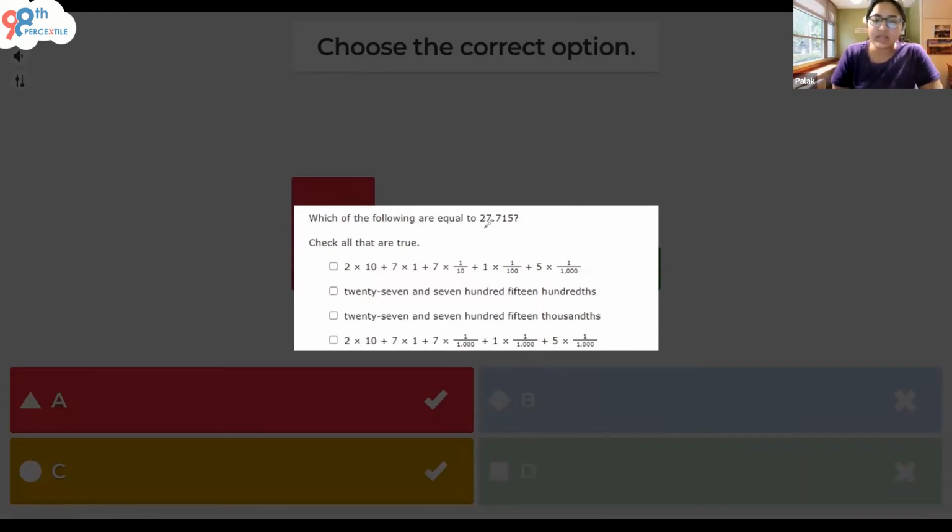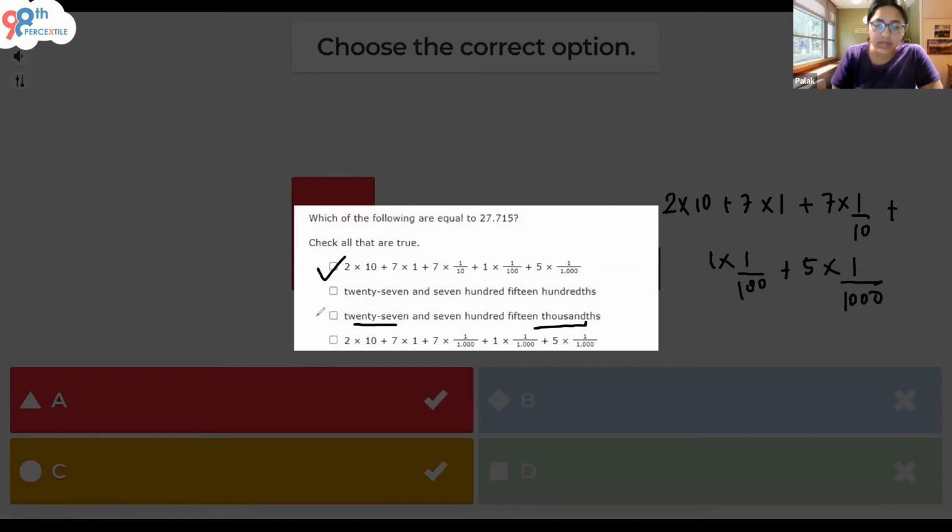So this we have as 2 times 10 plus 7 times 1 plus 7 times 1 over 10 plus 1 times 1 over 100 plus 5 times 1 over 1000. So this is what we have. So option A is going to be correct, 27 and 715 thousandths. This is what we have discussed in the previous question as well. So that is why option A and option C are going to be correct. If you have marked all of A, B, and C, these are going to be quite contradicting. Likewise, A and D are going to be quite contradicting. So I hope all of you have understood why options A and C are correct.